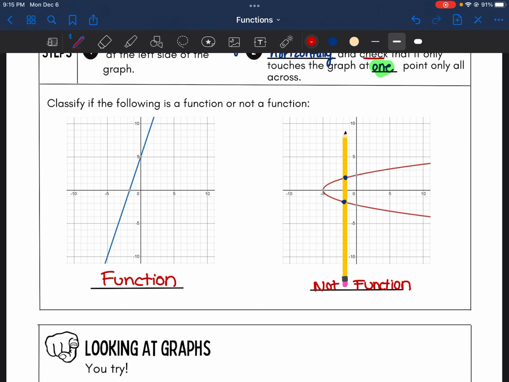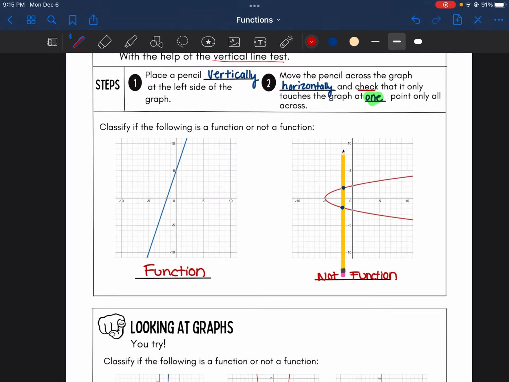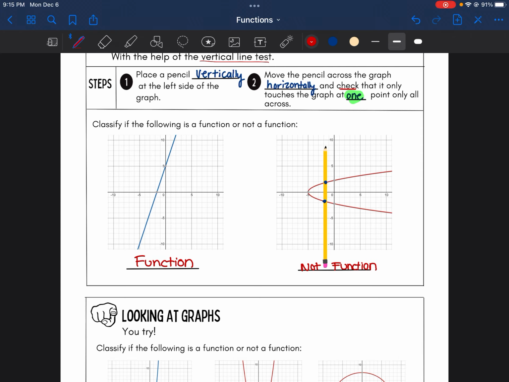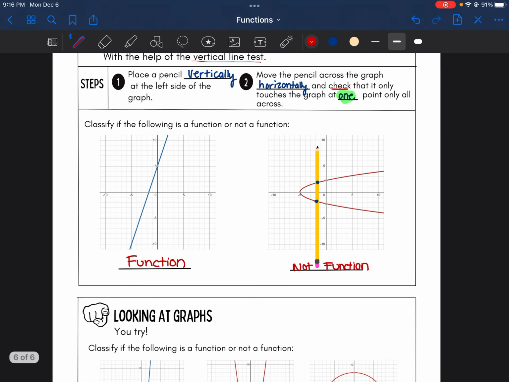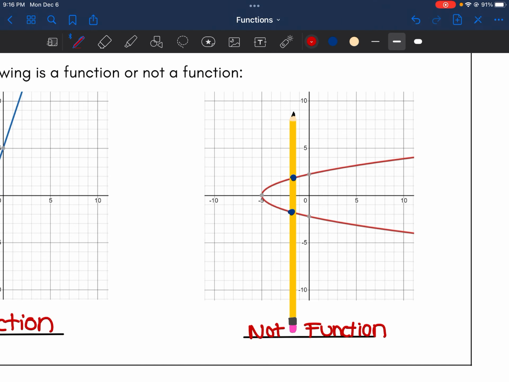Sometimes an equation will touch at 3 different points, at 5 different points. As long as it is not touching at just 1, if it's touching at 2 or more points, then it is not a function. And that is it. So with the help of your pencil, marker, lead pencil, whatever you have in your hand, you're going to do the vertical line test. That's why it's called the vertical line test, because you have it vertically and it's basically a line moving across.